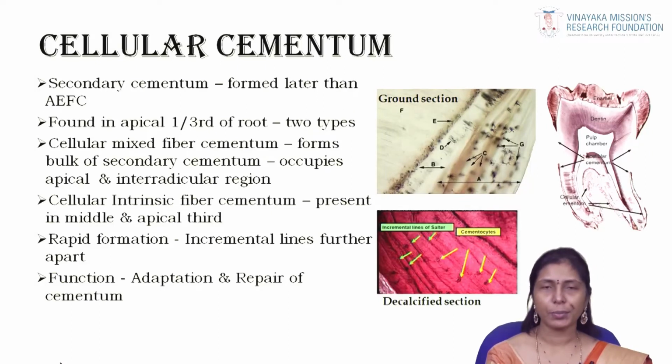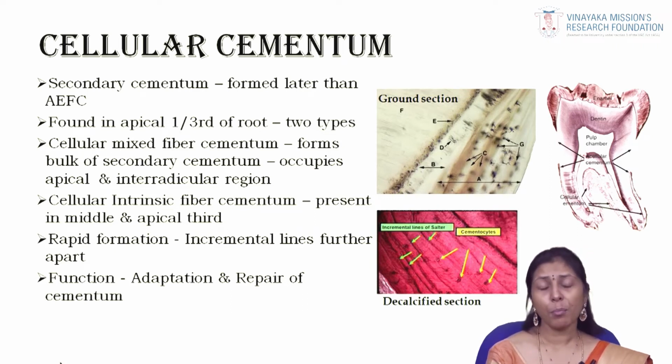Coming to cellular cementum. Cellular intrinsic fiber cementum is a secondary cementum which is formed later than acellular extrinsic fiber cementum, and it is present in the apical 1/3 of the root and also in multi-rooted teeth. So this cellular cementum is of two types, that is cellular mixed fiber cementum and cellular intrinsic fiber cementum. Cellular mixed fiber cementum occupies the apical and the interradicular region. The cellular intrinsic fiber cementum is present in the middle and the apical third.